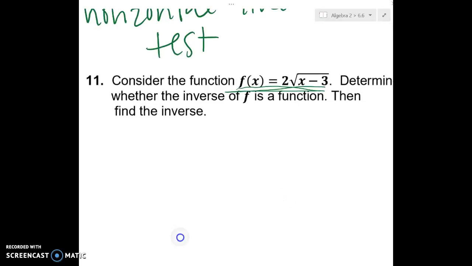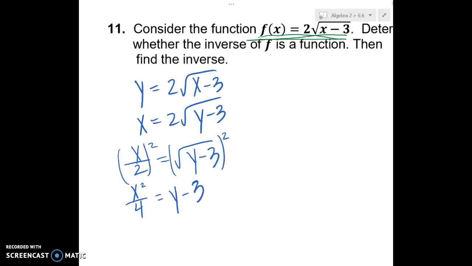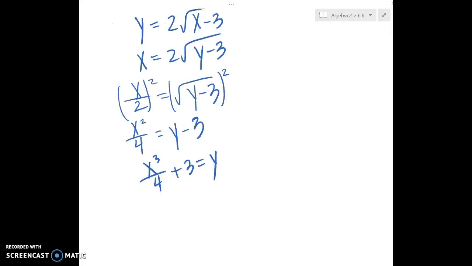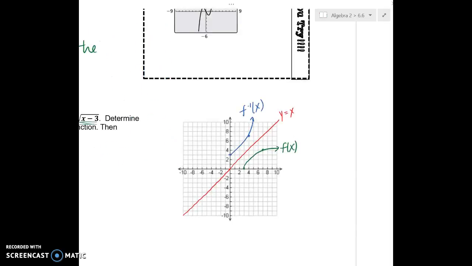So first off, replace f of x with y. Now you switch the x and the y. Next step is to solve for y, so you need to get y by itself. I divided both sides by 2. Now I need to get rid of that square root, so I need to square both sides. Next, I need to add 3 to both sides. Last step is to replace y with f to the negative 1. Remember to restrict the domain since we have x squared. And now go ahead and graph. And that's it. We're done.